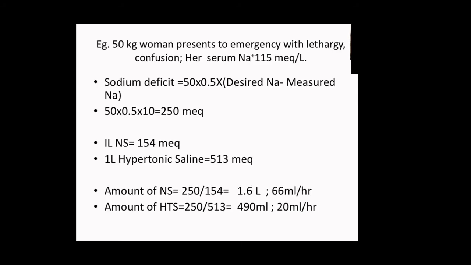So a 50 kg woman presents to emergency with lethargy, confusion, and sodium is 115. So how much sodium do I want to correct? Only up to 125. So my difference comes 10. 50 into 0.5, it is 25. 25 into 10, I have to give 250 milliequivalents. So I know either I can give NS or I can give hypertonic saline. If it is euvolemic, I will go with 3%. So I know in 100 ml there is 50 milliequivalents. So I have to correct 250. So 5 times, I have to give 500 ml. So 500 ml in 24 hours, 500 divided by 24, it comes to 20 ml per hour.